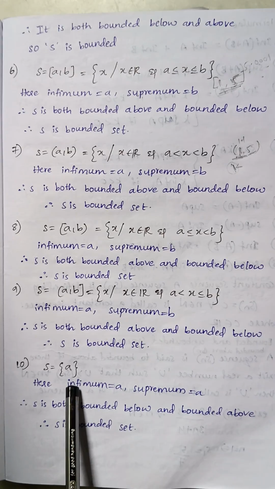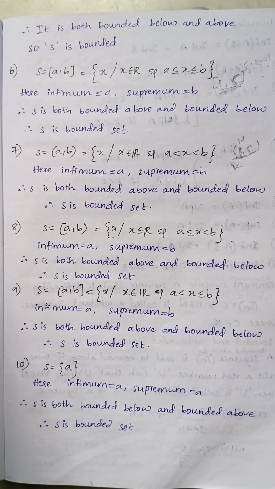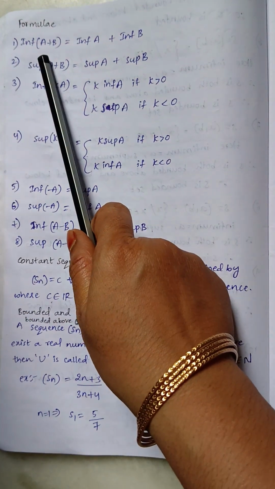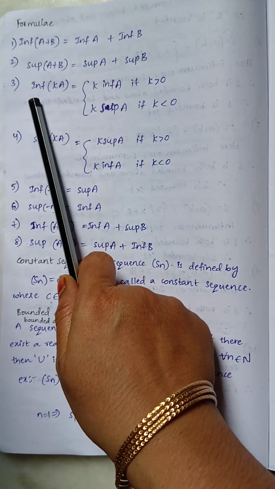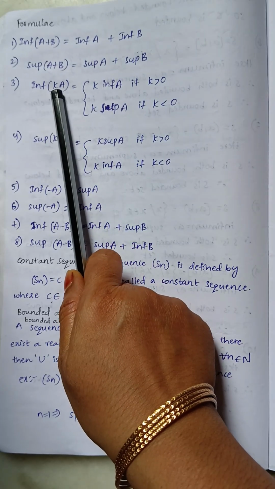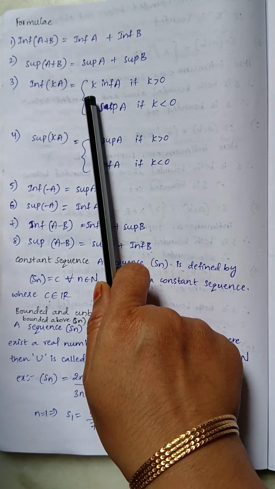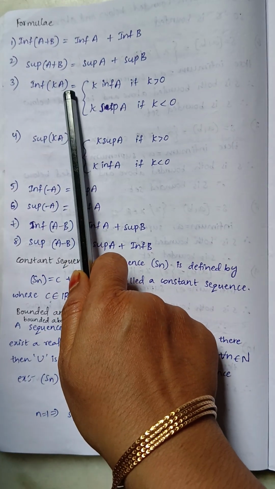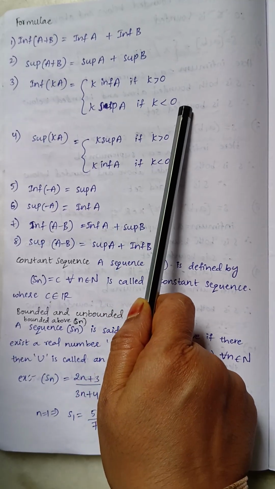Now, see this singleton set. Singleton set means obviously A is the infimum, A is also the supremum, which is a bounded set. Also, we have some formulae. Infimum of A plus B, we can split it as infimum of A plus infimum of B. Similarly for supremum. And infimum of K times A, we can take K outside. If K is a positive number, then K times infimum of A. If K is negative, then infimum of minus A is nothing but supremum of A. That's why K times supremum of A if K is less than 0.